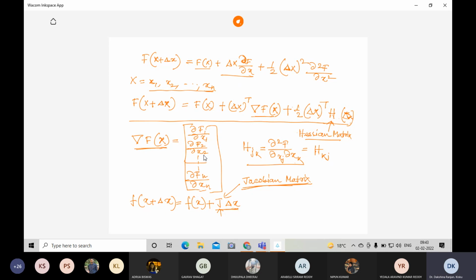Now let us consider, since we are talking about the minimization of an objective function, if we write 0 on the left hand side, and then we write f of xk plus J of xk.